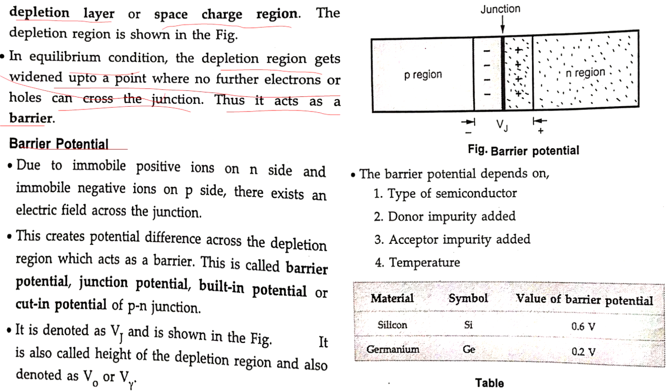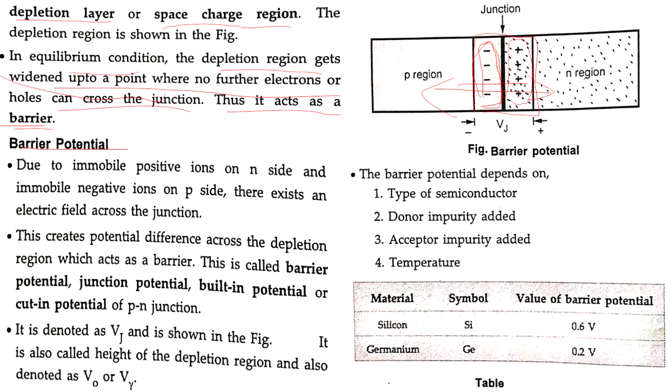So under the equilibrium condition, there is a formation of an immobile ion layer on the two sides of the junction. That is, negative immobile ions formed in P and positive immobile ions formed in N. So this layer, that is this wall, will act as the barrier for further diffusion of the majority carriers from one side to the other, right? So this will act as the barrier for the charge flow from one side to another. That's why it is called the barrier.